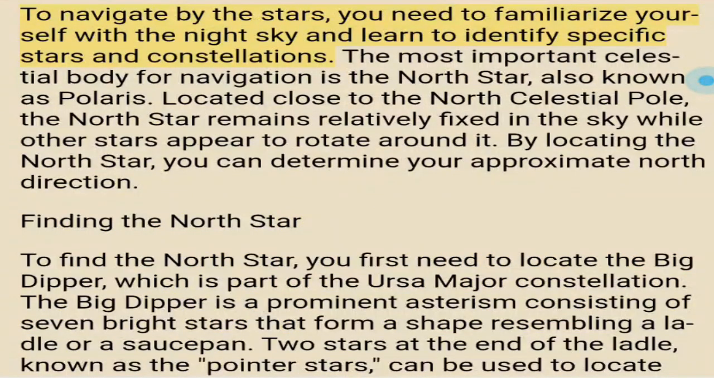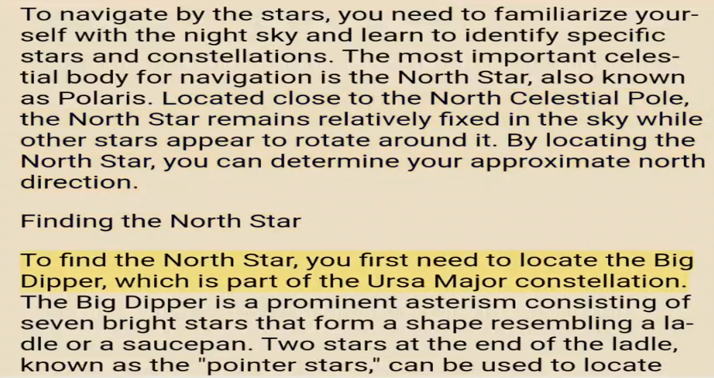To navigate by the stars, you need to familiarize yourself with the night sky and learn to identify specific stars and constellations. The most important celestial body for navigation is the North Star, also known as Polaris. Located close to the North Celestial Pole, the North Star remains relatively fixed in the sky while other stars appear to rotate around it. By locating the North Star, you can determine your approximate north direction.